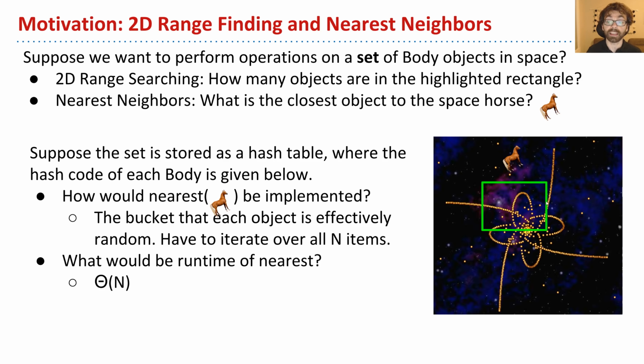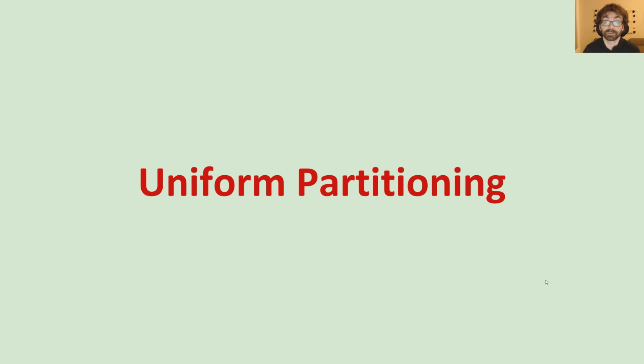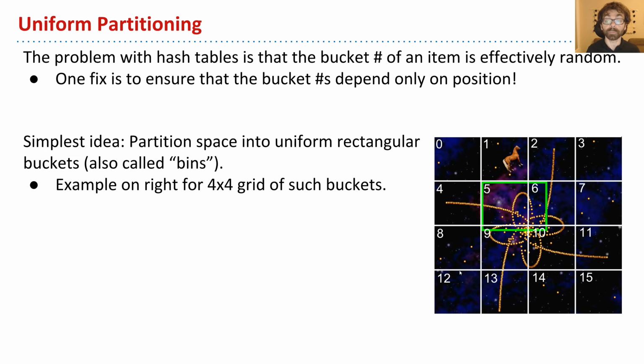The problem with using a hash table is, as we've seen, each item ends up in a bucket. We don't know which one. And so what we're going to do is do a pretty natural change, which I'll call uniform partitioning. In this approach, what we'll do is create buckets that are contiguous regions of space.